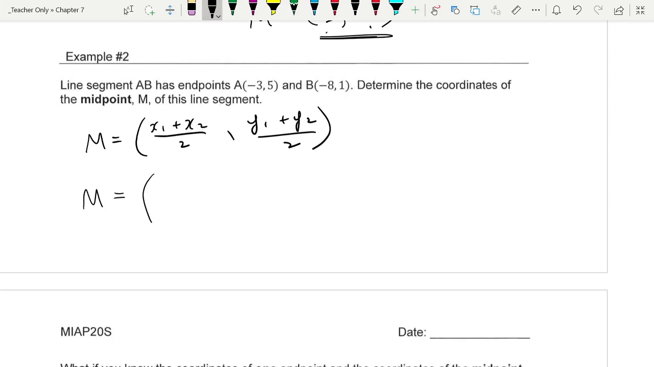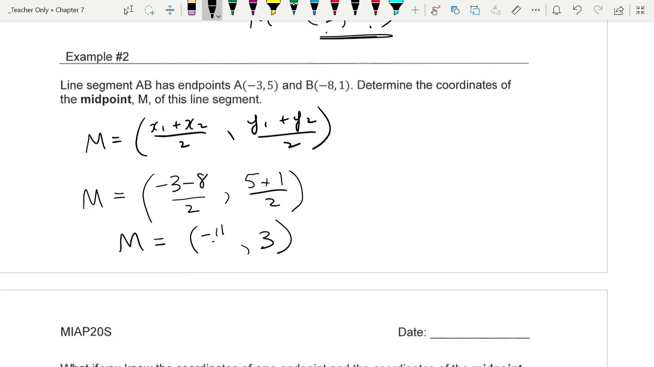When I go -3 plus -8, I might as well just write that as -3 minus 8 over 2. And the y coordinate is 5 plus 1 over 2. Well, the y coordinate's going to be a nice whole number. 6 divided by 2 is 3. But that x coordinate, how about we just leave it as a simplified fraction? -11 halves. Right? If you really wanted to, the decimal on that would be -5.5.